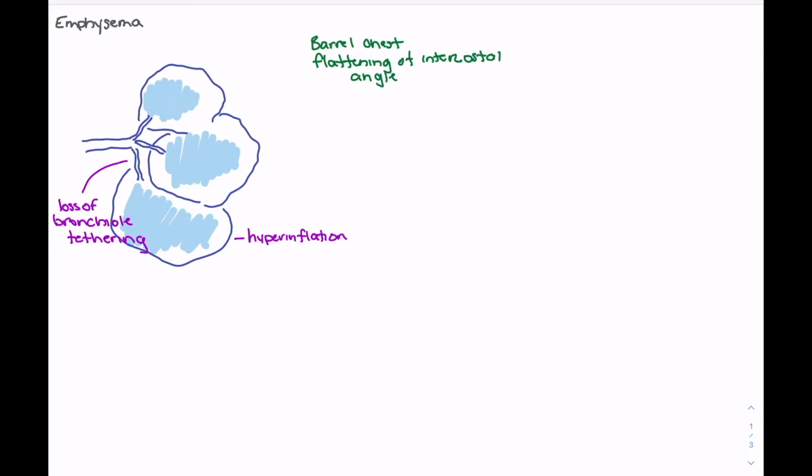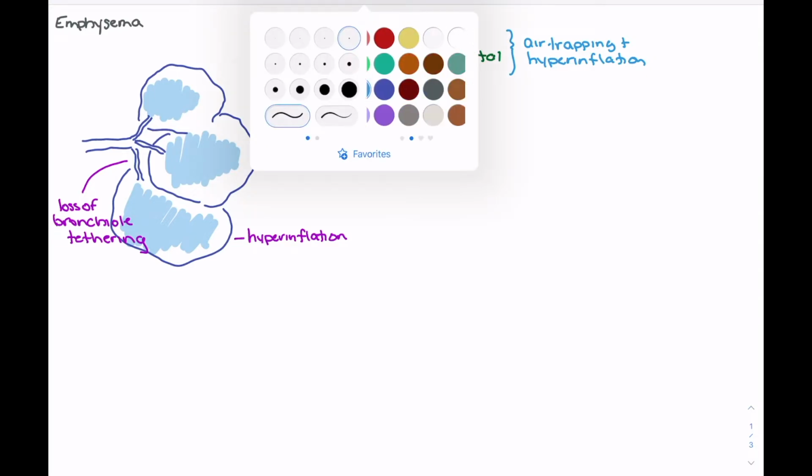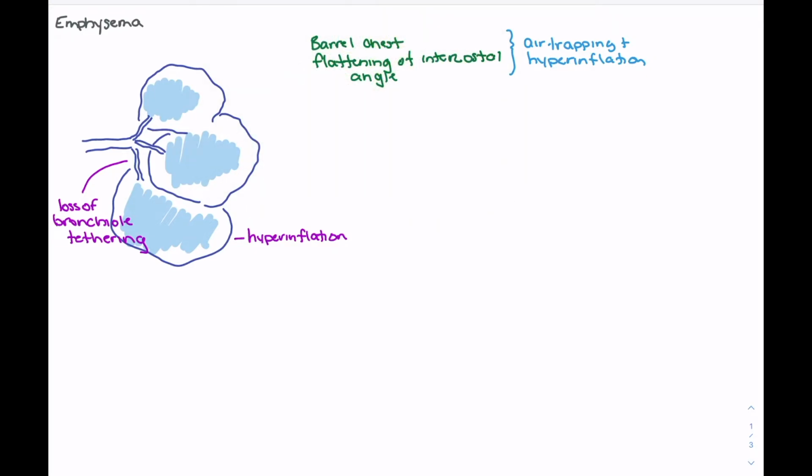And these two things together are going to be related to the fact that we have air trapping. So we have air trapping, which leads to hyperinflation of the alveoli. So air trapping and hyperinflation of the alveoli can lead to a patient having barrel chest and flattening of the intercostal angle.